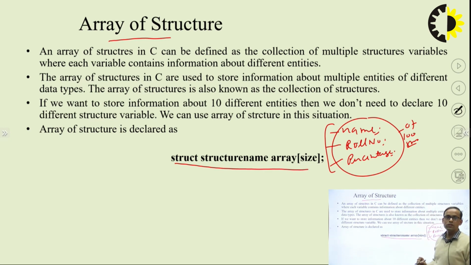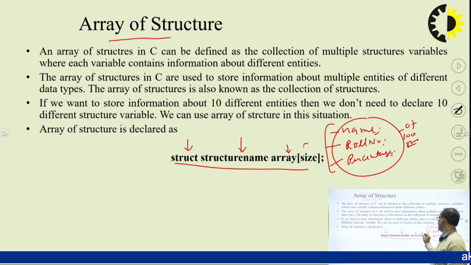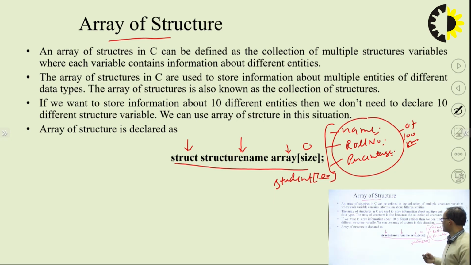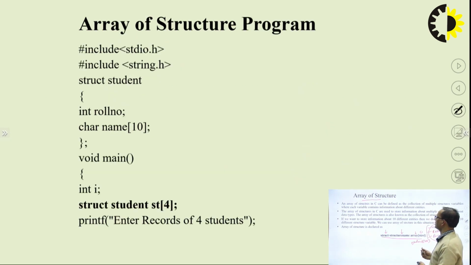So in such a scenario we will simply use the array of structure, and this is the syntax to declare the array of structure. At first we will use the struct keyword. After that we will use the structure name, then the array name and the size. Suppose we are going to store this information about 100 students, then in that case we simply declare the array student, and this is the size, about how many structure variables we are going to store the information. So in this way we can declare the array of structure.